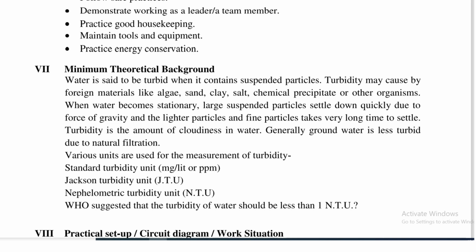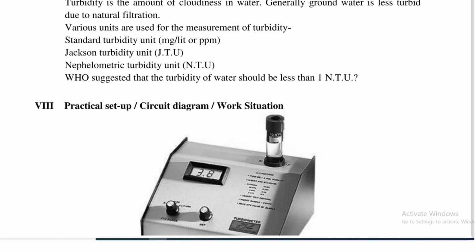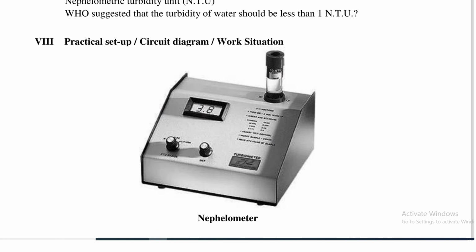Generally, groundwater is less turbid due to natural filtration process. Various units which are used for measurement of turbidity are standard turbidity unit, that means milligram per liter or ppm, then Jackson turbidity unit, that is JTU, then nephelometric turbidity unit, that is NTU. WHO suggested that the turbidity of water should not be more than 1 NTU, that is nephelometric turbidity unit. This is the nephelometer.